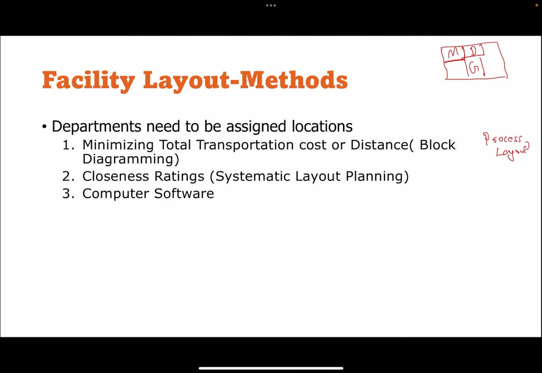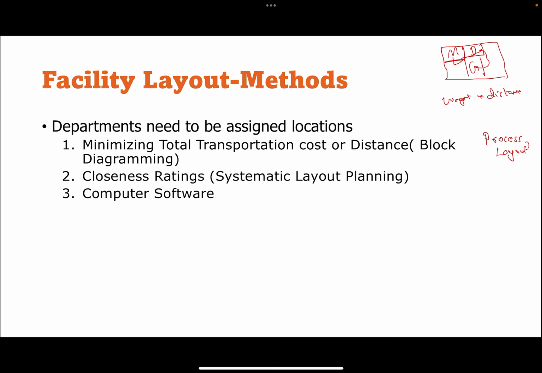During the operation sequence, the material needs to be moved from one department to another and then to another department like that. So our overall aim is to minimize the distance traveled by the raw material. That is basically weight into distance. That means reducing the total transportation cost and the material handling cost.